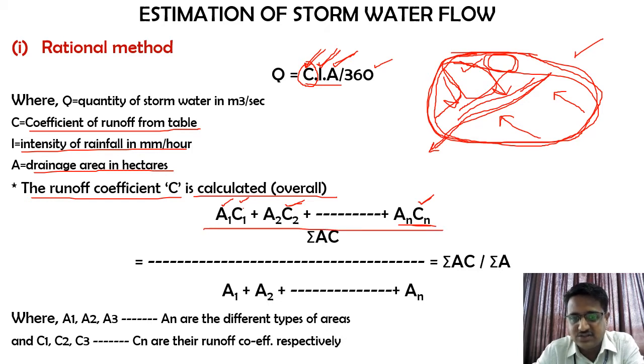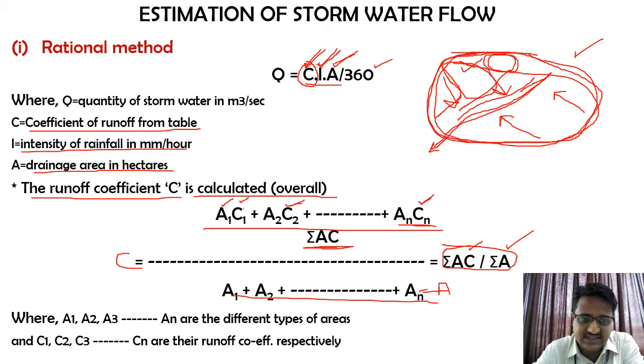Together you can write it as sigma AC divided by A1, A2, A3 up to AN. This is nothing but your total area. So if you check this formula, it will be sigma AC by sigma A. This will give you the actual value of C, that is the average value of the coefficient of discharge. Fine. So let us see different values of C in the next slide.